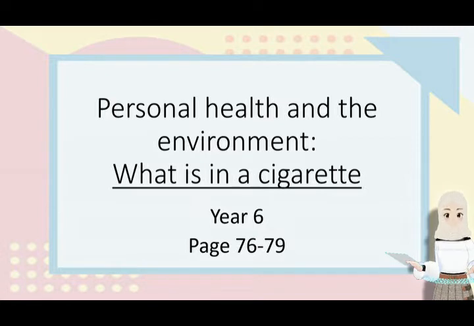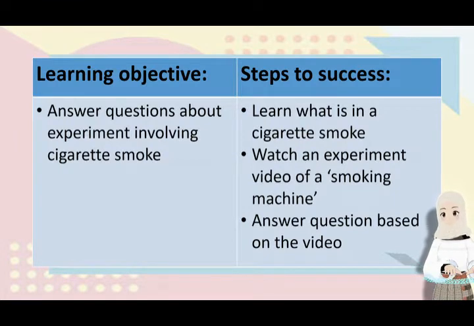This is page 76 to 79 of your textbook. Your learning objective today is to answer questions about an experiment involving cigarette smoke. So you will watch a video about an experiment using cigarette smoke, and then you will have to answer some questions that you can find the answers to if you watch the video. Your steps to success are to learn what is in cigarette smoke, watch an experiment video of a smoking machine, and answer questions based on the video.